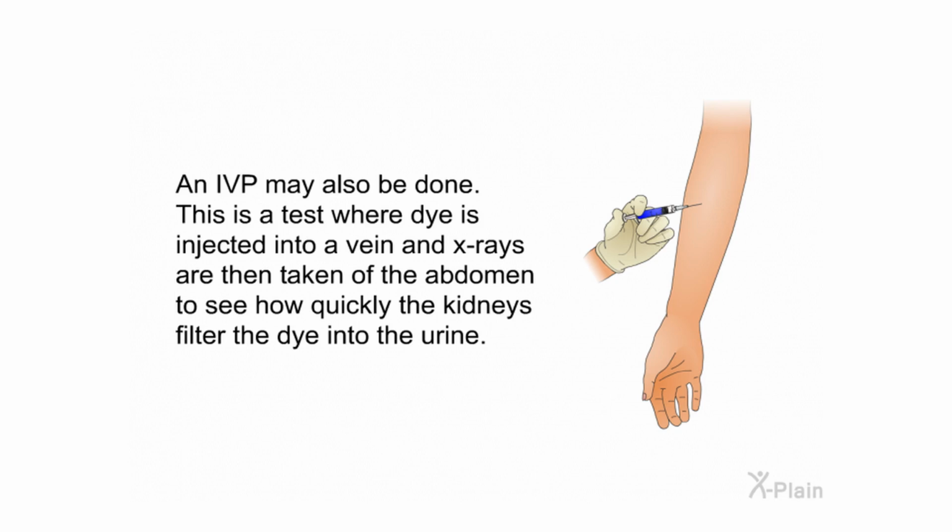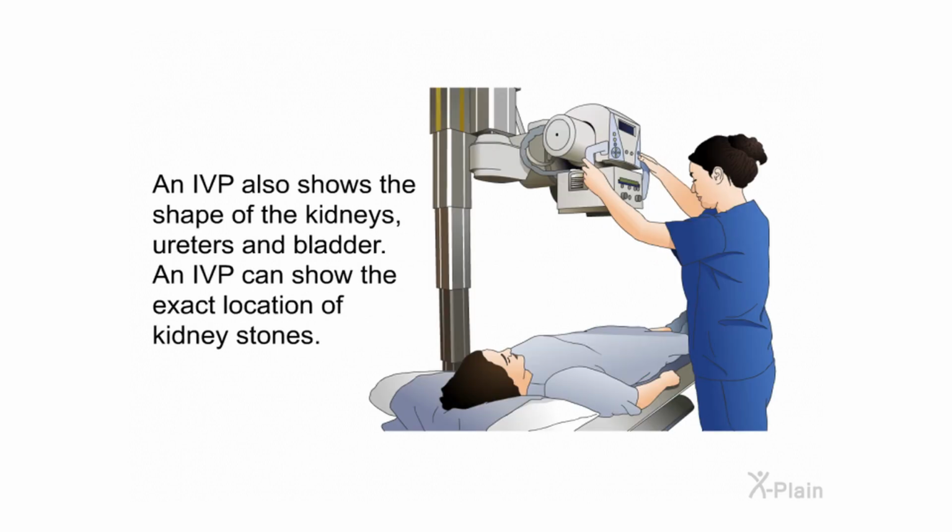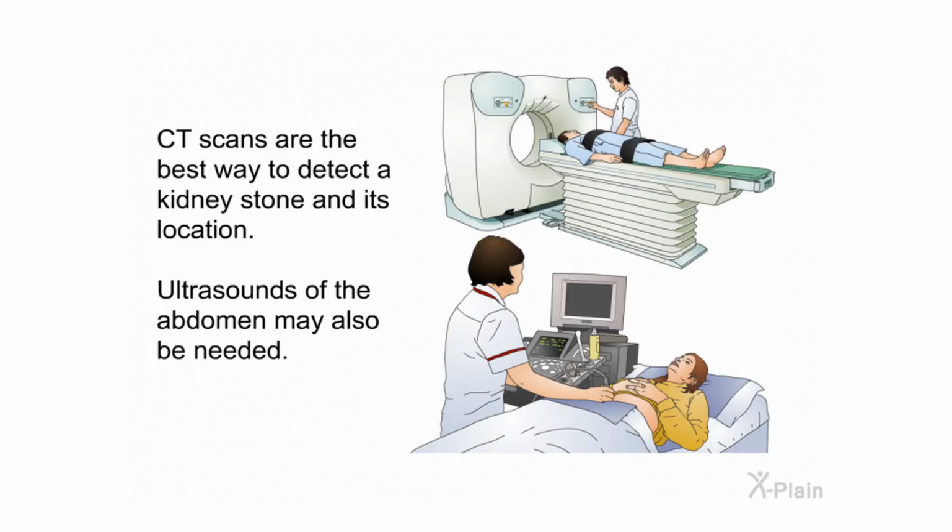This is a test where dye is injected into a vein and X-rays are then taken of the abdomen to see how quickly the kidneys filter the dye into the urine. An IVP also shows the shape of the kidneys, ureters, and bladder. An IVP can show the exact location of kidney stones. CT scans are the best way to detect a kidney stone and its location. Ultrasounds of the abdomen may also be needed.